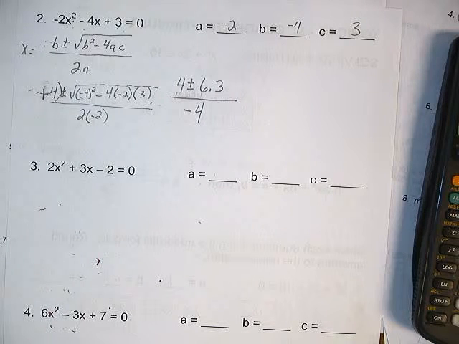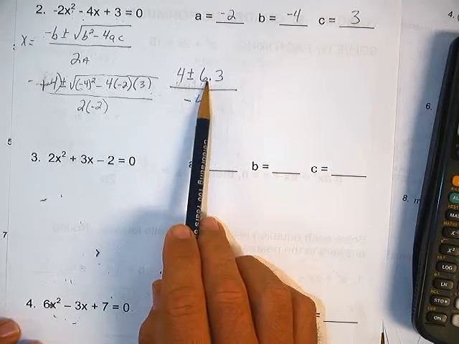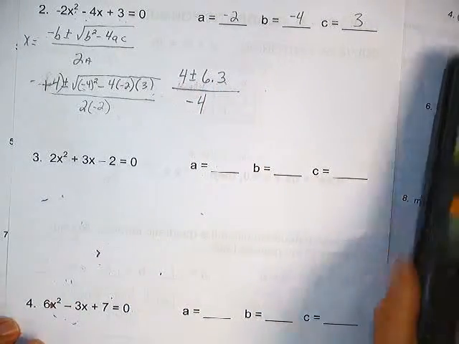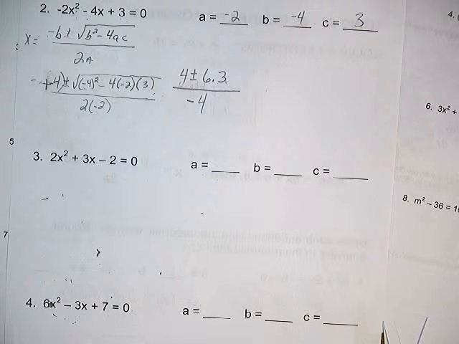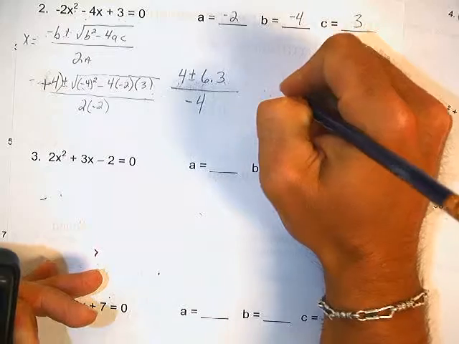Now, if it asks you just for how many solutions, we got 40 under there. Is that positive or negative? Positive. The discriminant's positive, so how many solutions am I going to have? 2. Now, to get those 2 solutions, this is 4 plus 6.3, enter, divided by -4. What did we get? Negative 2.5.